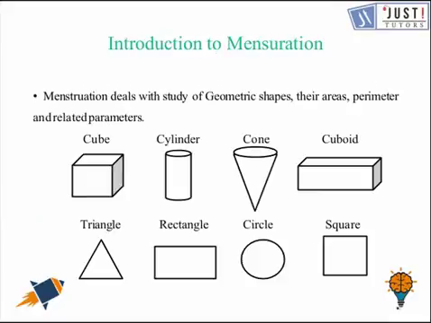Let's start with the introduction to mensuration. Mensuration deals with the study of geometric shapes, their areas, perimeters, and all such related parameters. Here we have some examples for you. These are all 3D shapes in the first row: a cube, a cylinder, a cone, a cuboid. Here we have all the 2D shapes, for example triangle, rectangle, a circle, a square. So the first ones are all 3D because they are solid shapes, and the flat shapes are all 2D shapes.